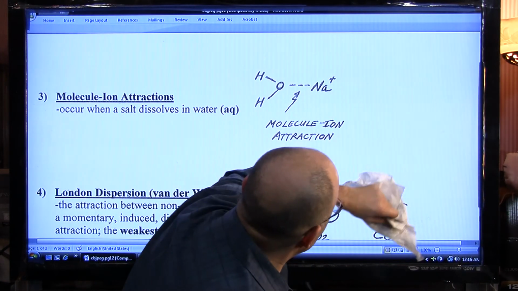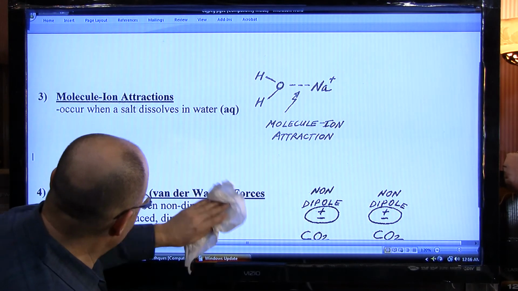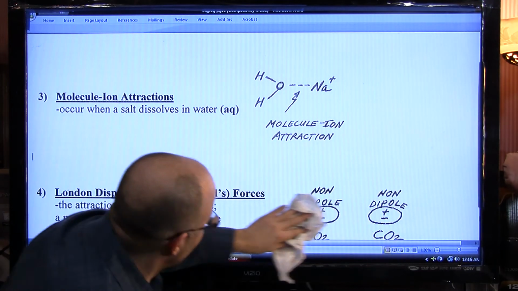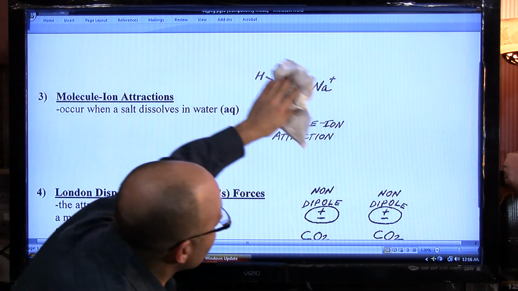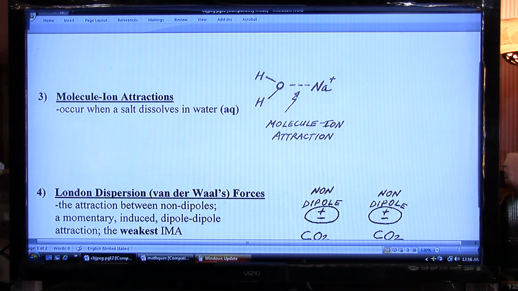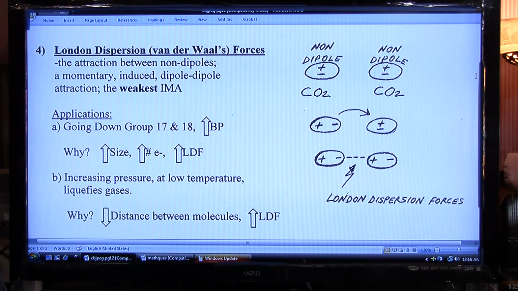All right, let's continue to the last attraction, because you probably were wondering, well, we have attractions between polar molecules, which are the dipole-dipoles. We have the very strong dipole attractions known as hydrogen bonding. We have these molecule-ion attractions. And now let's turn our attention to the attractions between non-dipoles. The so-called London dispersion forces, or the van der Waals forces.